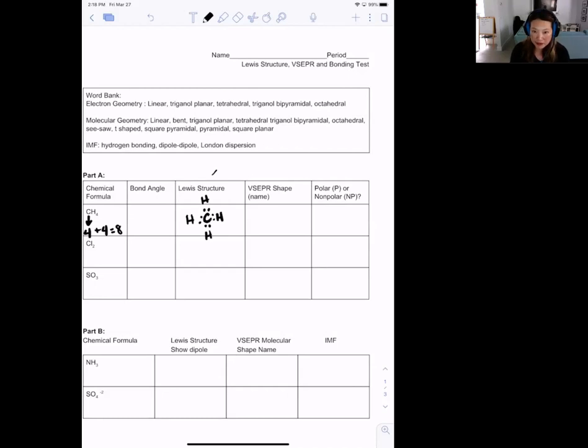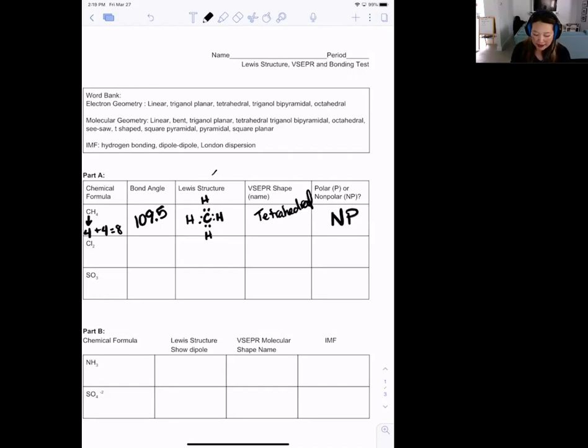This has 4 domains, so this is called a tetrahedral. A tetrahedral has a bond angle of 109.5, and I believe in your notes it says 109.5 and some of it says 109. I'd be happy with either. None of the hydrogens are pulling harder than the other, so therefore this is nonpolar.